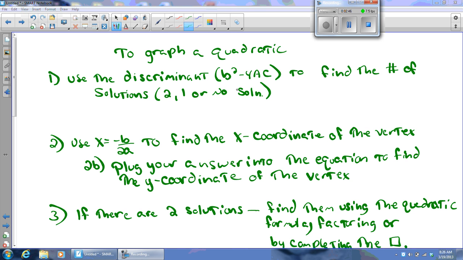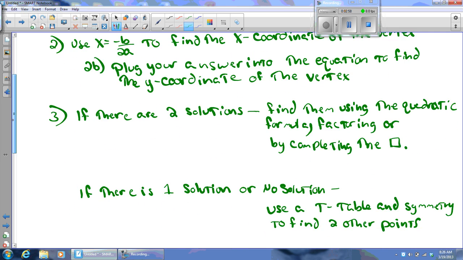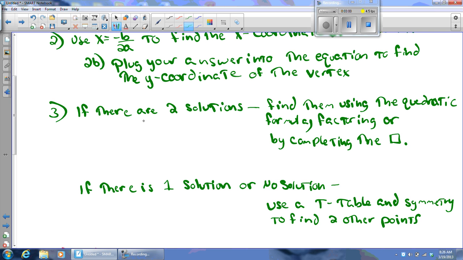Then once I have the x coordinate of the vertex, I'm going to plug it into the original equation and get the y coordinate of the vertex. I'm going to use parentheses when I substitute in, right? Okay, now, if my quadratic equation will have two solutions, I'm going to find them using the quadratic formula, factoring, or completing the square, depending on what the directions say.